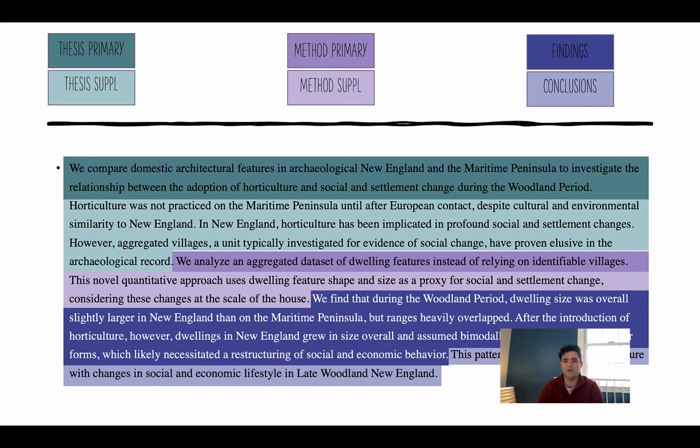And finally, our conclusions summed up in one little sentence here. This is the central nugget of our interpretation. This pattern correlates maize horticulture with changes in social and economic lifestyle in late woodland New England. That's the whole point of the paper. We wanted to make an argument that that was true. So those are our conclusions or our interpretations, right?